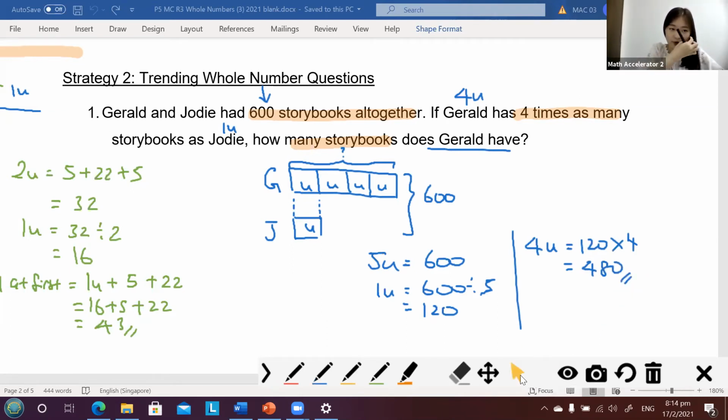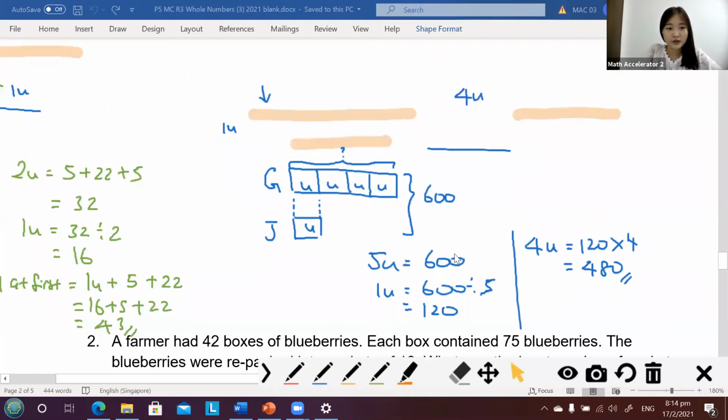Good job if you have 480. Some of you make the mistake of dividing your 600 by 4. Take note, total is 5 units. You must include Jody here. Okay, good. Let's carry on. Question 2.